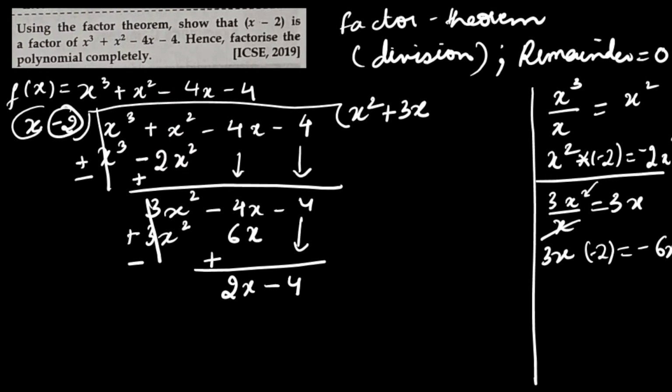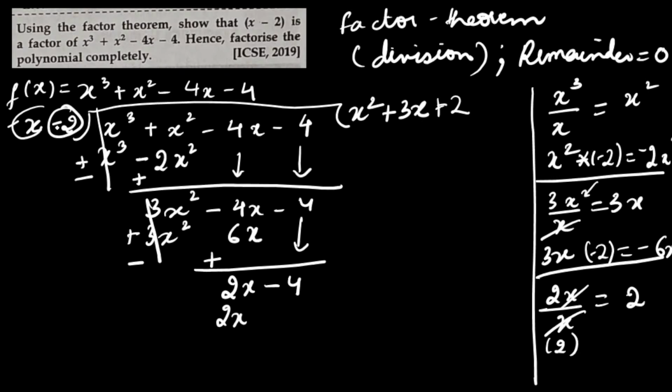Now again same process we will follow. First term we will write same. After writing first term same, we will divide with this first term x. x and x will get cancelled, so we are getting 2. This 2 will write here, and with this 2 we will be multiplying the second term of this polynomial, which is minus 2.